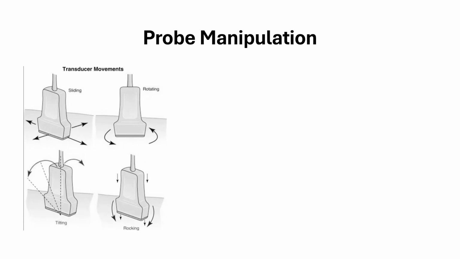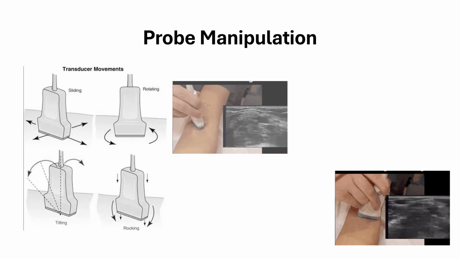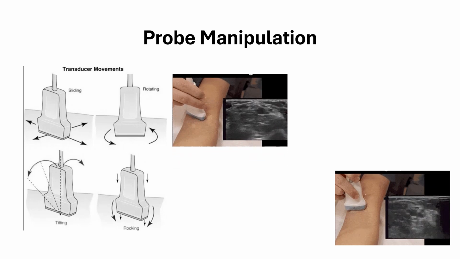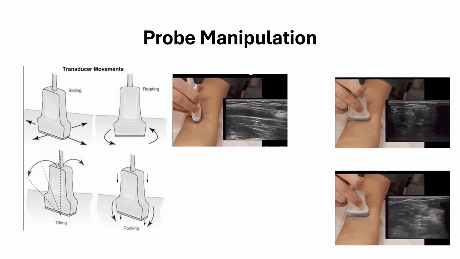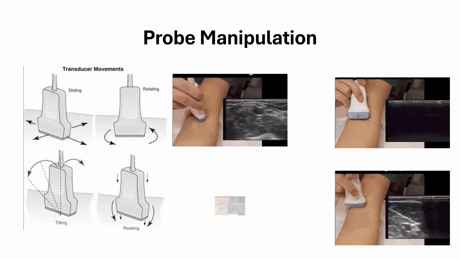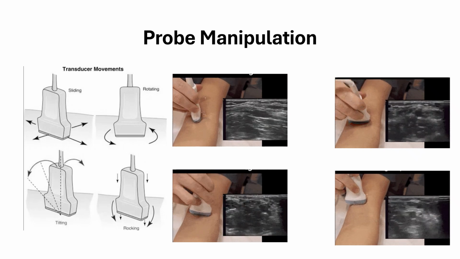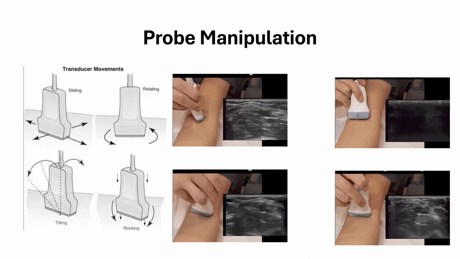We'll have some brief videos describing how to perform these maneuvers. Here you see sliding of the probe. In this video you see the rotation of the probe. Next one is tilting. Another name for tilting is fanning. And here you see rocking of the probe. Please pause the video if you need more time to review this slide.